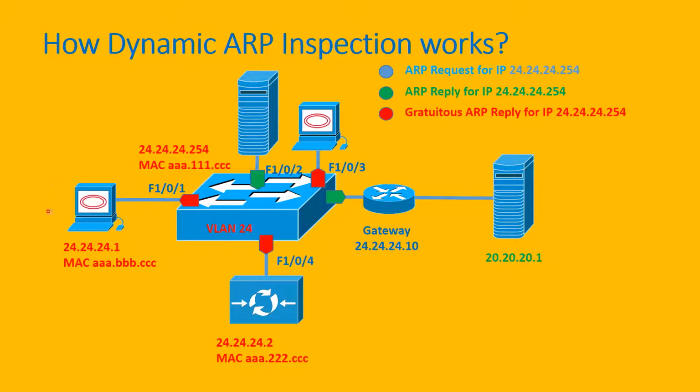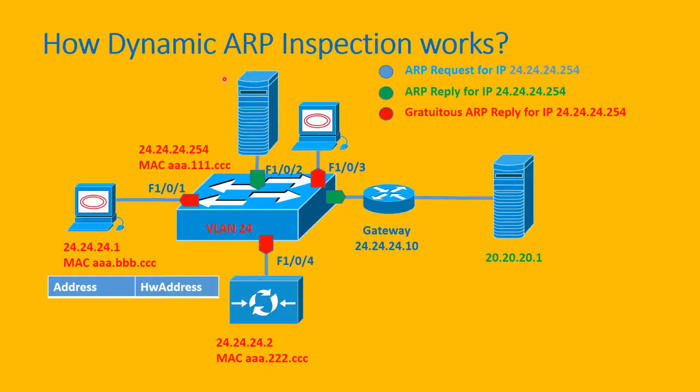Now the client computer sends the packet to the server. It first needs to check in the ARP table for the MAC address of the server. However, it finds that the ARP table is empty, so it has to send the ARP request to the switch, and the switch floods the ARP request to all of its ports.